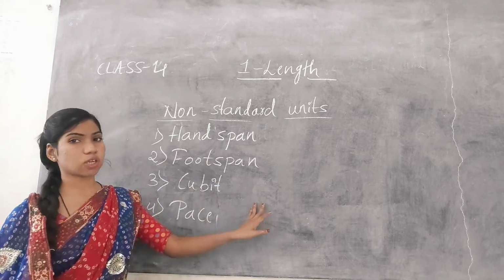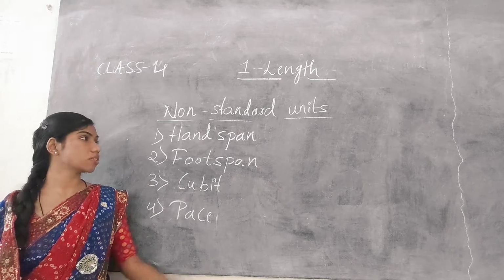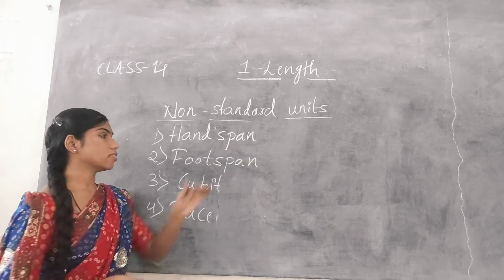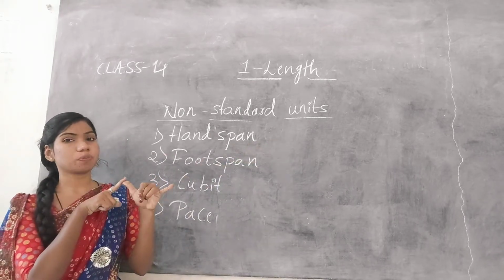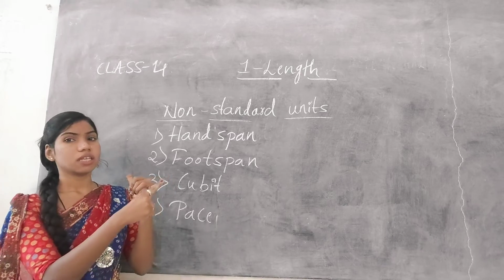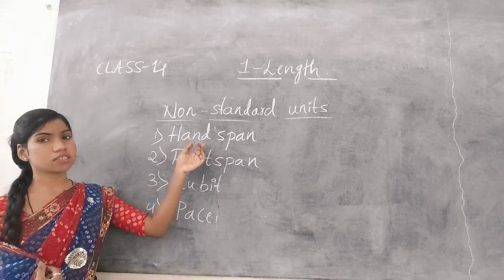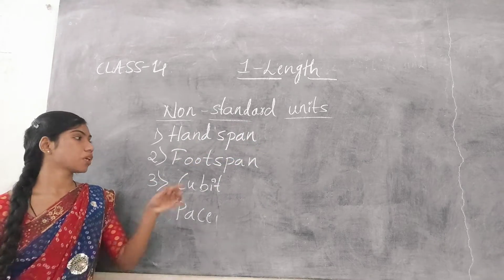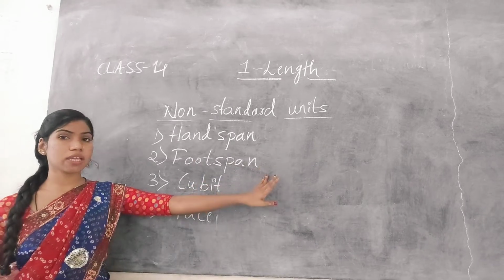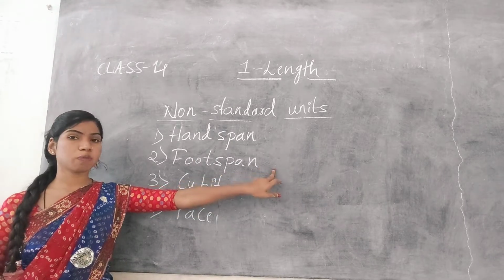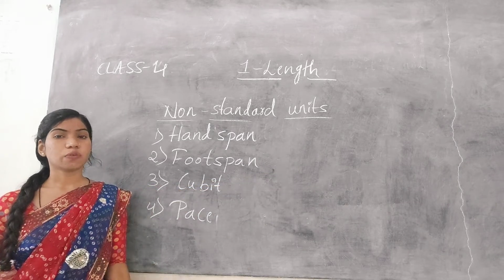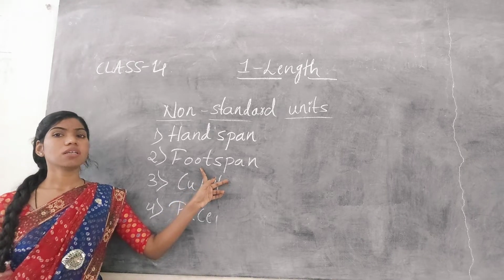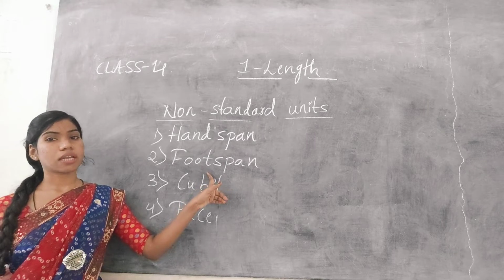To measure the length of the object, we use our body parts. We use our hand span. It is the distance between the tip of the thumb and the little finger. Next, foot span. Foot span is the distance between the tip of the toes and the foot.